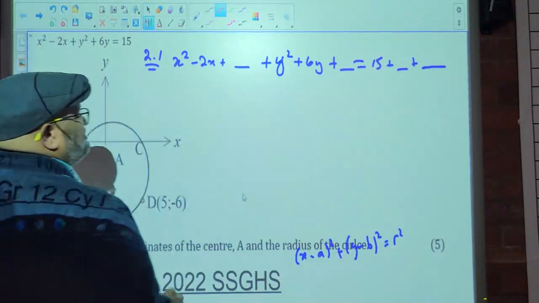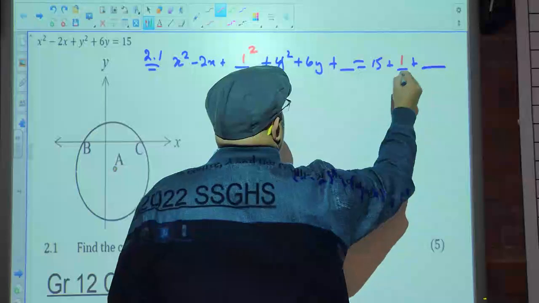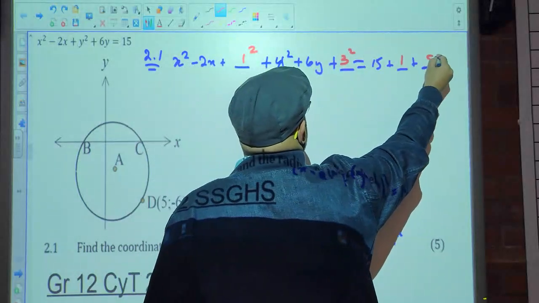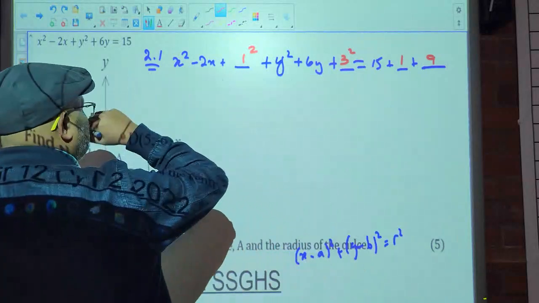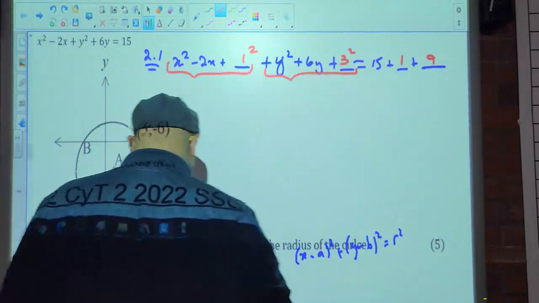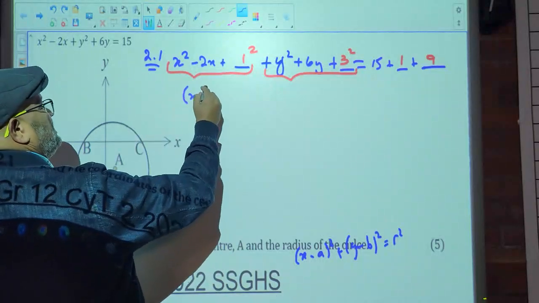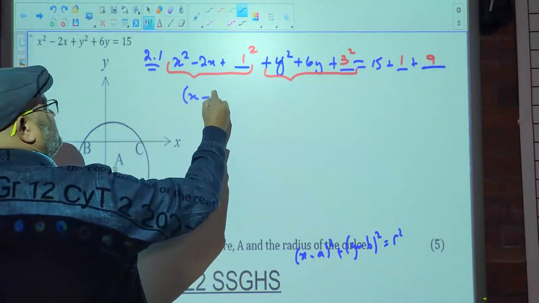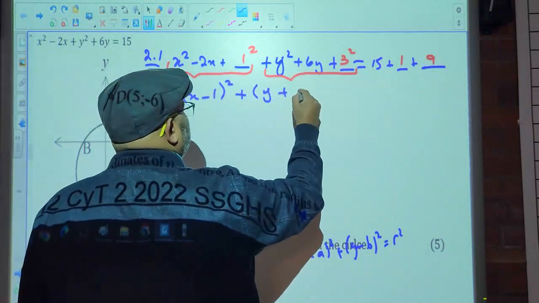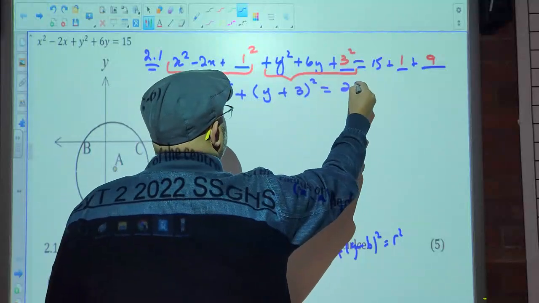So what is the number? To get this number, it's going to be b times a half, which is 1 squared. It's going to be 1. 6 times a half is 3, and 3 squared is 9. Alright, and there we got our perfect square trinomial. This is now going to give us x minus, take the sign of the middle term, the square root of 1 squared is 1, all squared plus y, positive 3, all squared is equal to 25.